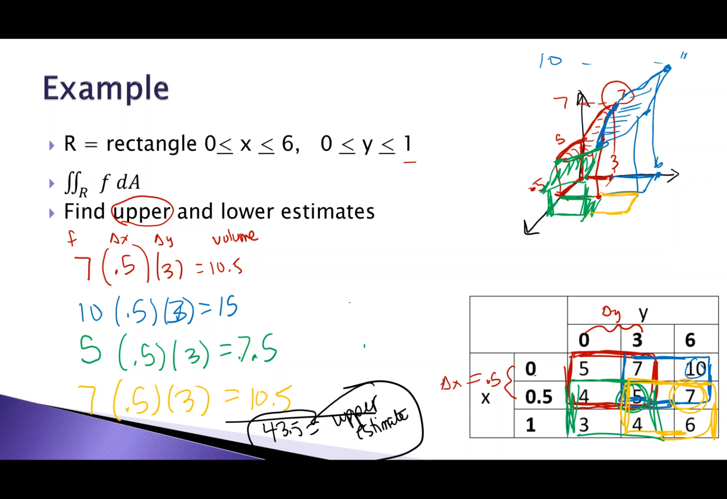Okay, we could also find a lower estimate. We go through the same process, and instead of picking the largest number, we pick the smallest number. It's the only difference. And then the true volume is between the upper and the lower estimates, so I can kind of squeeze it in to get a good estimate of what the actual volume is.